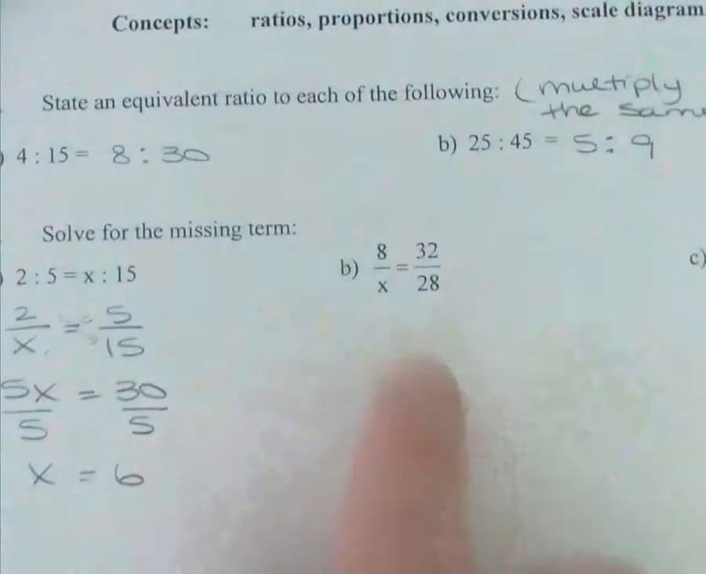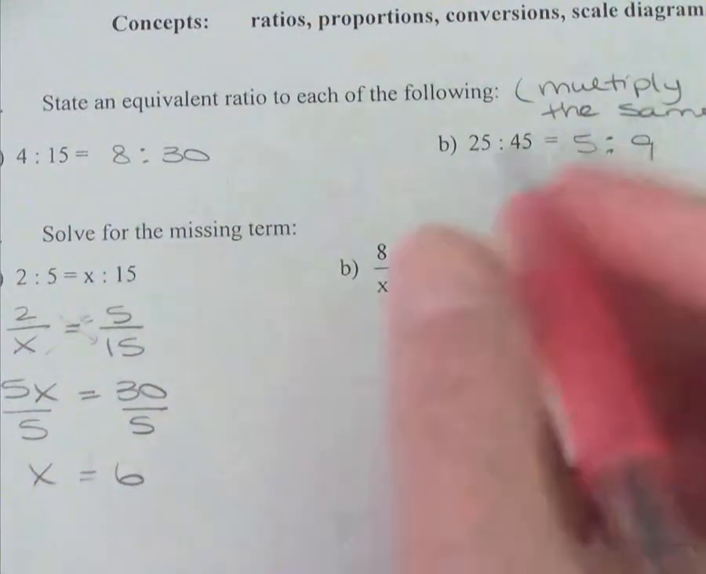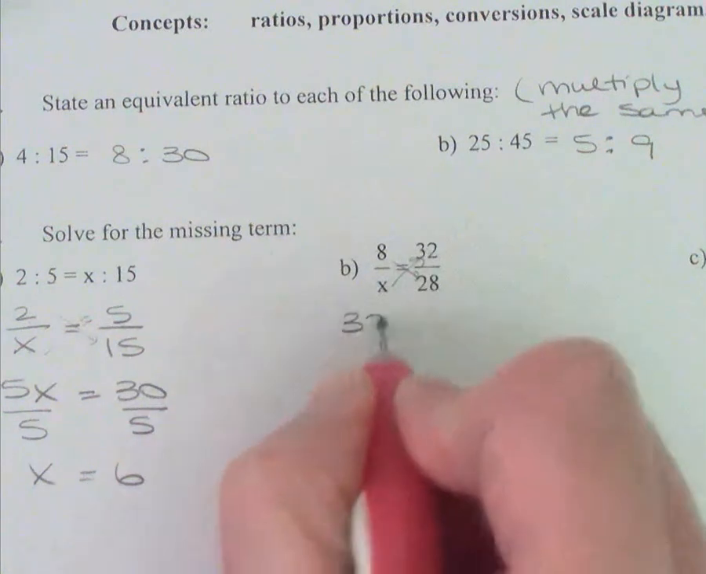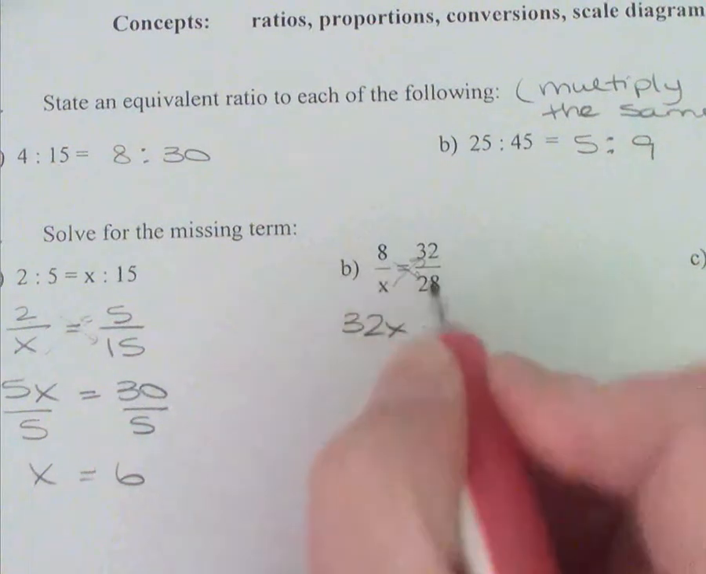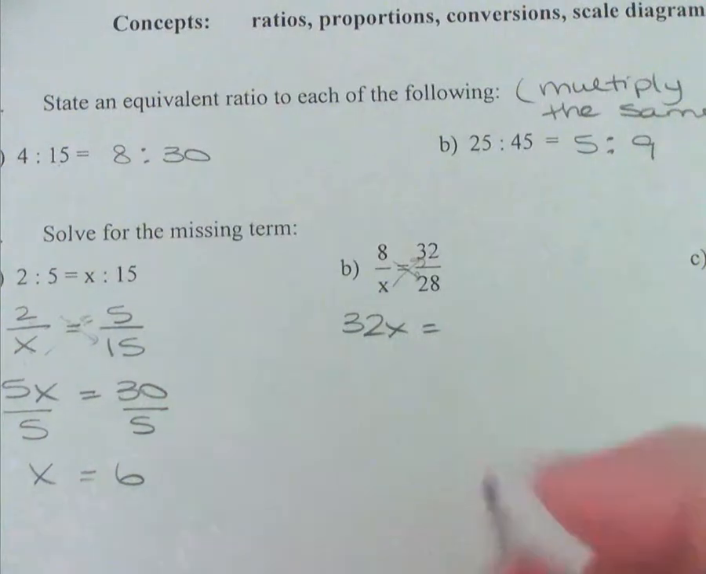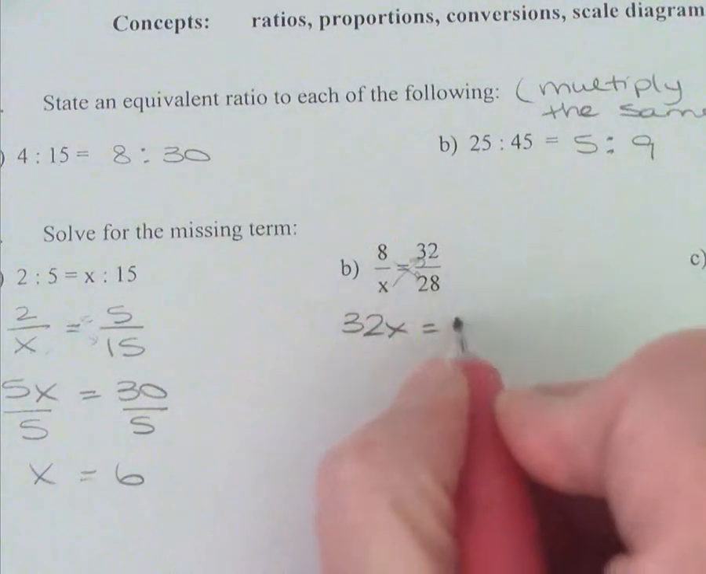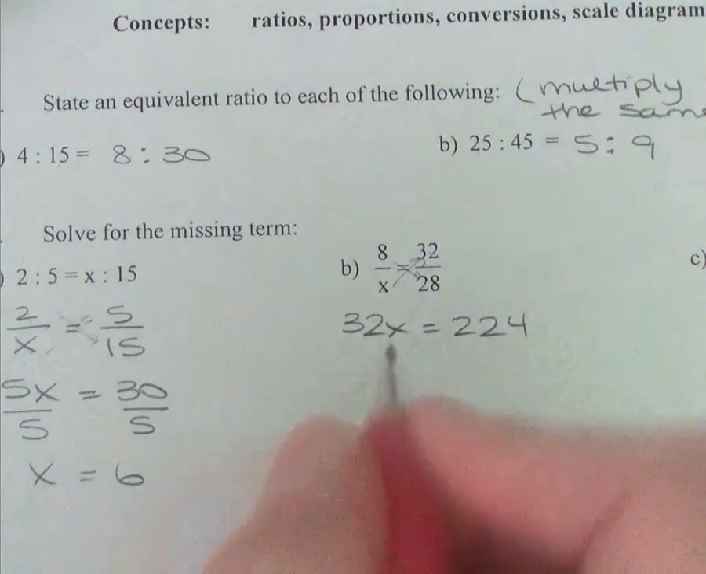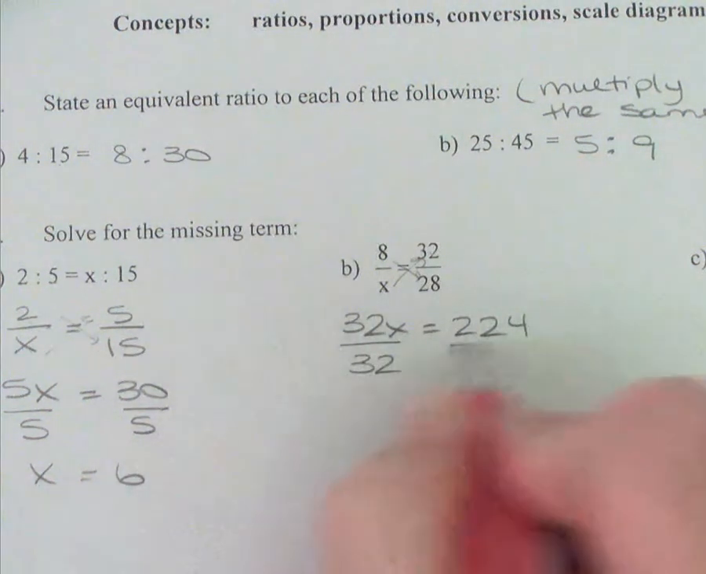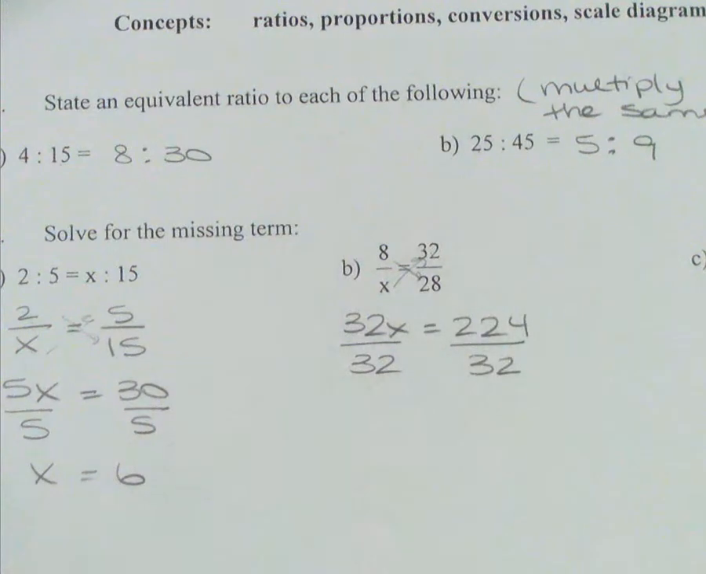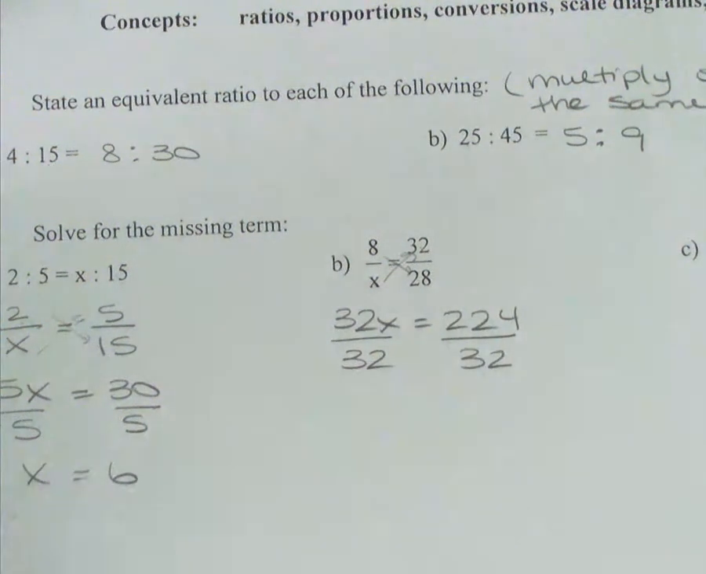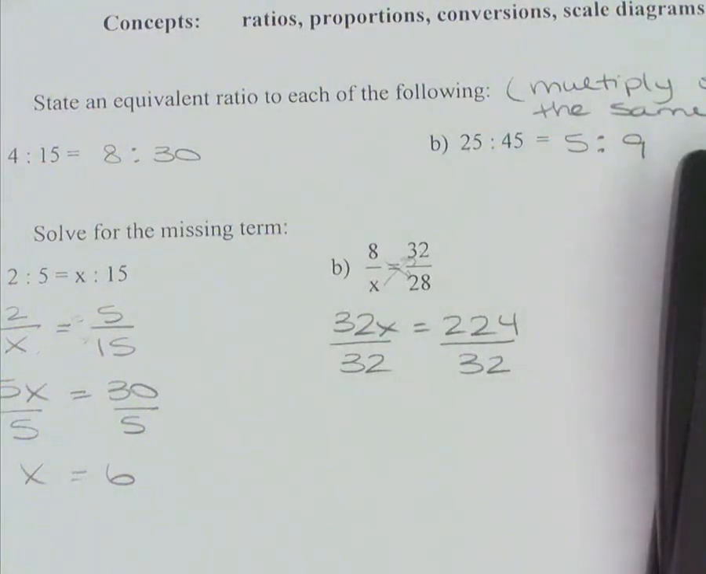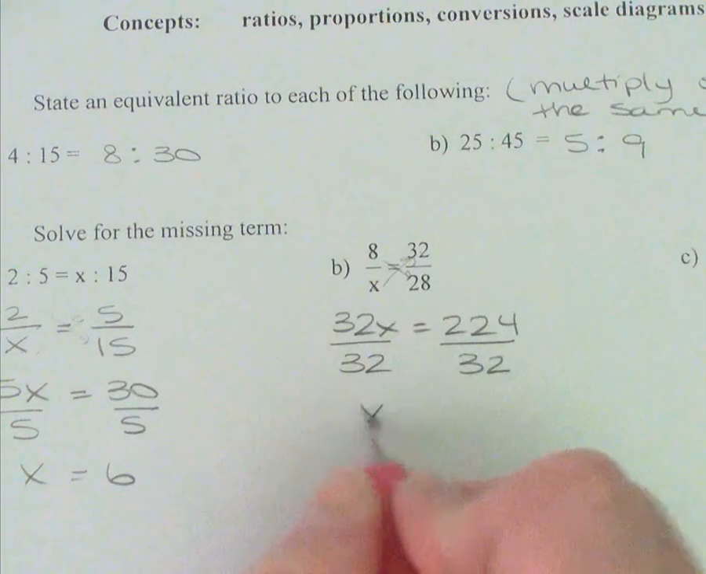This one's already set up for me, so all I need to do is cross multiply. So I'm going to do x times 32 and 8 times 28. So 8 times 28, if I do that, I get 224. I'm going to divide both sides by 32. And I get x is 7.